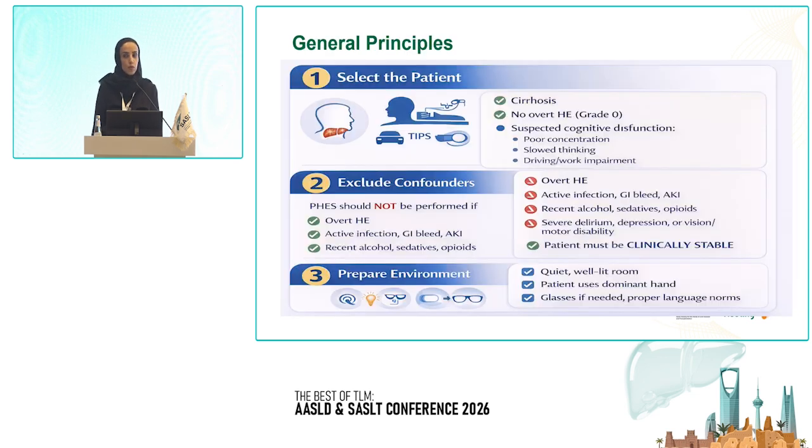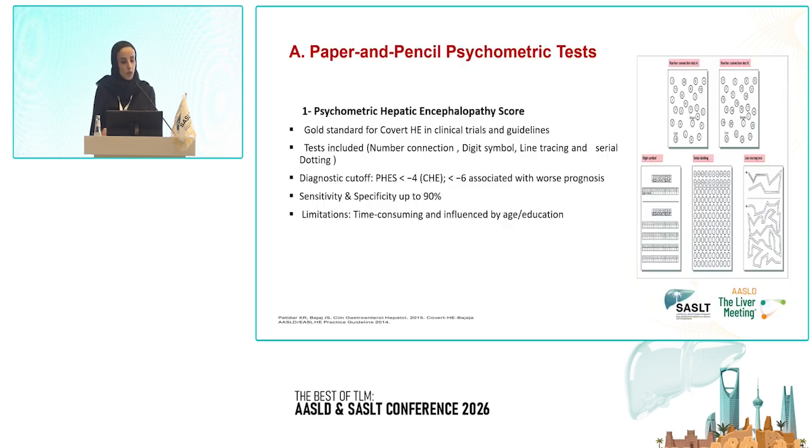This is the general principle before assessing any patient. Just select the correct patient, those cirrhotic without any overt manifestation, exclude other causes for any neurocognitive impairment, and prepare a quiet environment while you are doing this test.